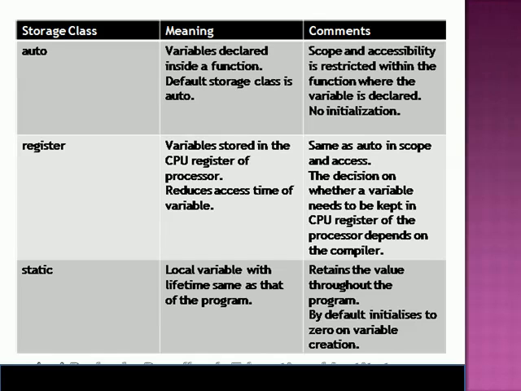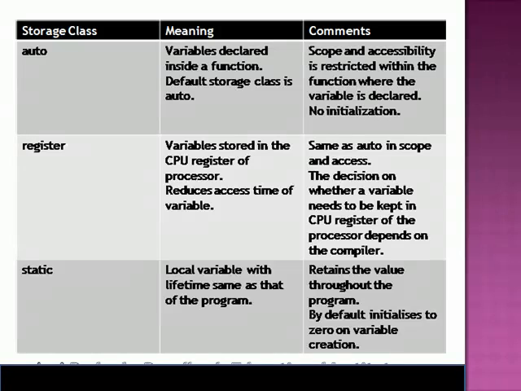The next one is the register storage class. It is a variable which is stored inside the register. That is, variables are stored in the CPU register of the processor. It reduces the access time of the variable. It is the same as auto storage class in scope and accessibility.